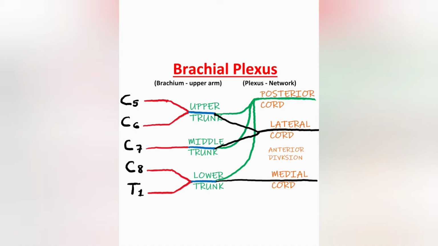Now after completing the formation of the posterior chord and the lateral chord, we move ahead to form the medial chord, which is a simpler one. As you can see in the diagram, the lower trunk itself continues as the medial chord. However, on closer look, the lower trunk actually gives two divisions. One is a posterior division, which goes to form the posterior chord, and the other is an anterior division, which I have shown in black, and it forms the medial chord.